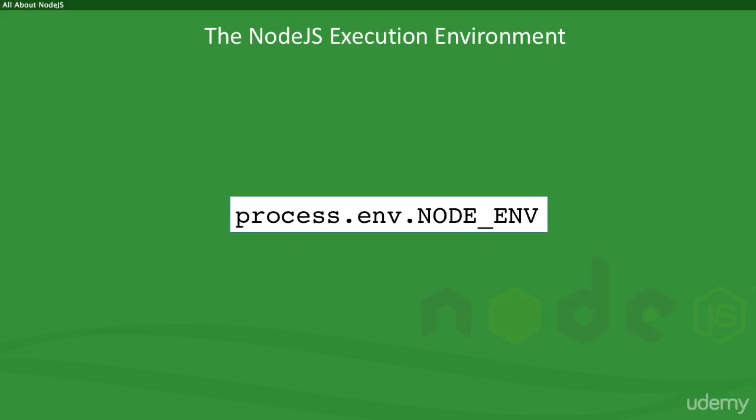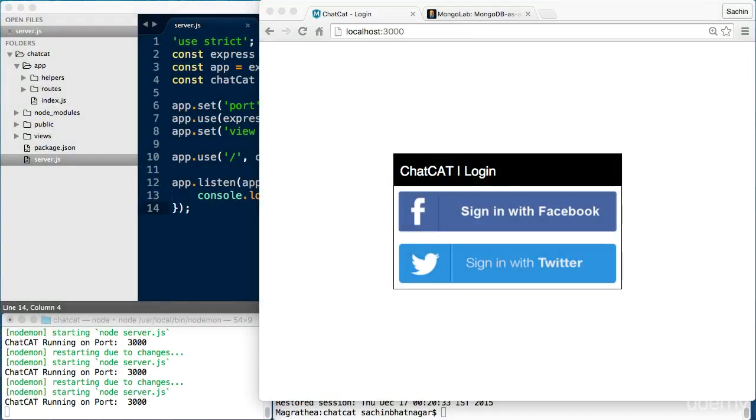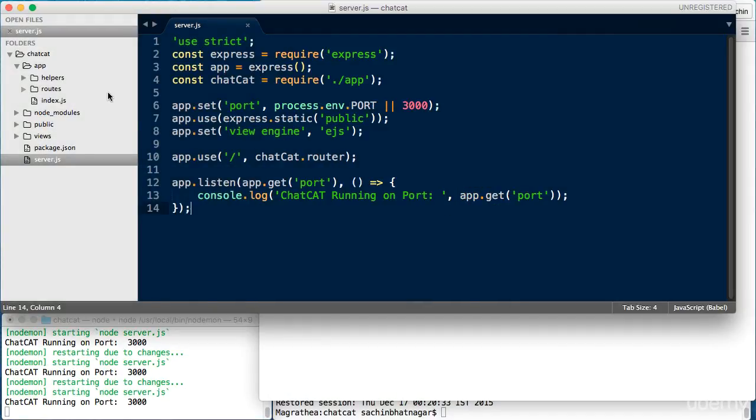So if the value of process.env.node_env is production, then we would want to load configuration data from Heroku's environment variables, or else we would assume we are in development and hence we would want to load our data from a file called development.json. Alright, so back in our app, let's begin by creating a folder called config within our app folder like so.